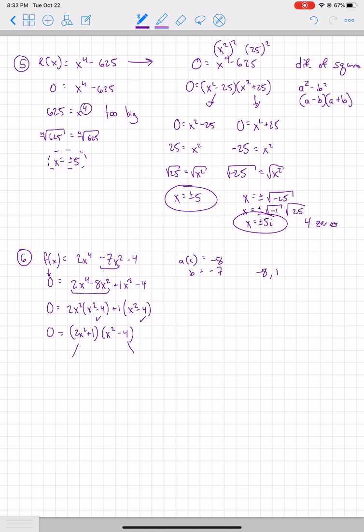So now when we split these apart, we get 2x squared plus 1 equals 0, and x squared minus 4 equals 0. Here we have difference of squares, but we have a square, so we don't need to do the more complex one.